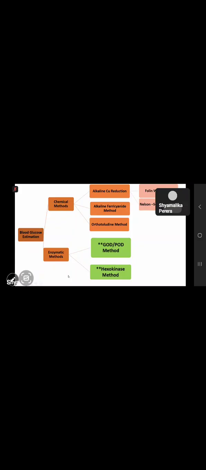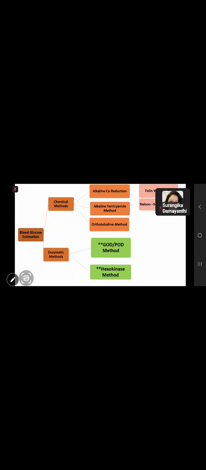So in my next slide, I will describe blood glucose estimation methods. There can be two methods, chemical methods and the enzymatic method. But chemical methods are very outdated now: alkaline copper reduction, alkaline ferricyanide, and the orthotoluidine method. We are not practicing these methods nowadays. The enzymatic methods are very popular because of ease of handling and fewer interferences. They are the glucose oxidase and peroxidase method, GOD-POD, and the other one is the hexokinase method.